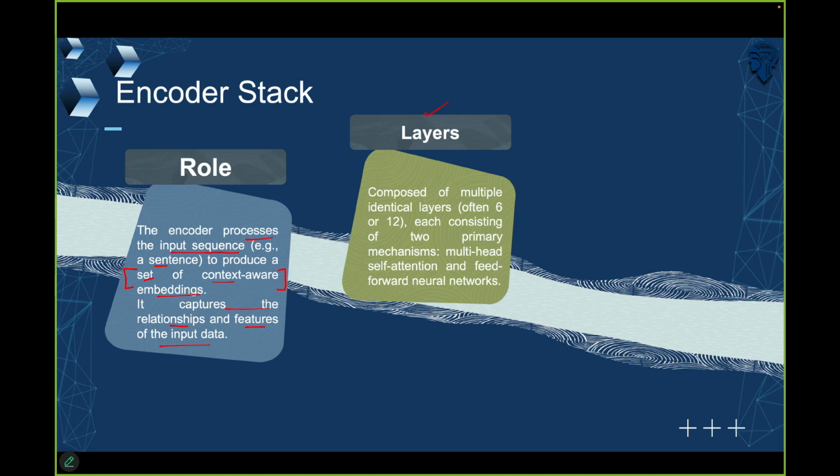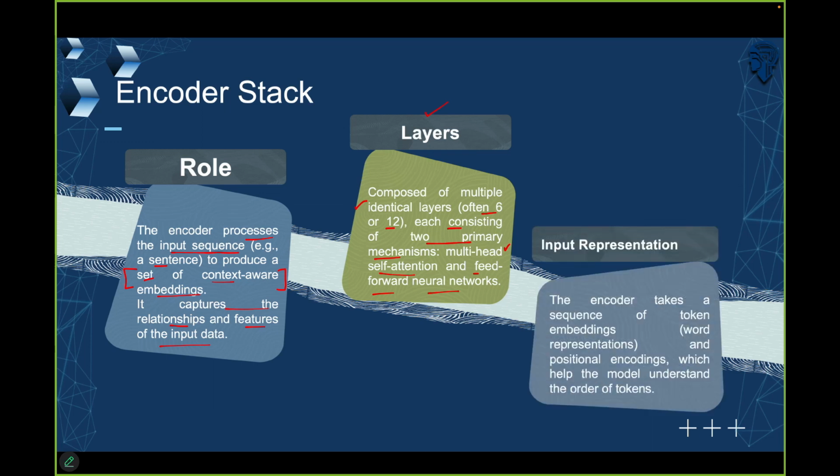The role of layers in the encoder stack. It is composed of multiple identical layers, often 6 or maybe 12, each consisting of two primary mechanisms. One is multi-head attention and second is a feed-forward neural network. We are going to implement them tomorrow. Today we'll understand the first part. Input representation. The encoder takes a sequence of tokens or token embeddings, that is word representations, and positional encoding, which helps the model understand the order of tokens.